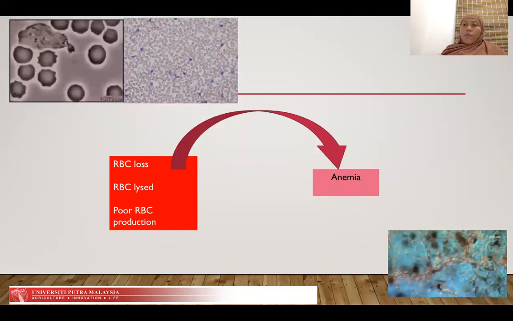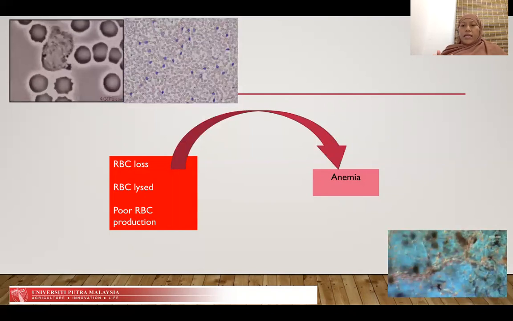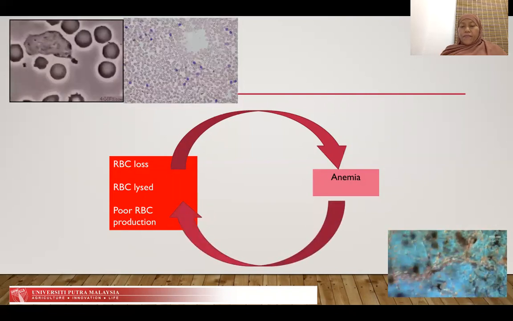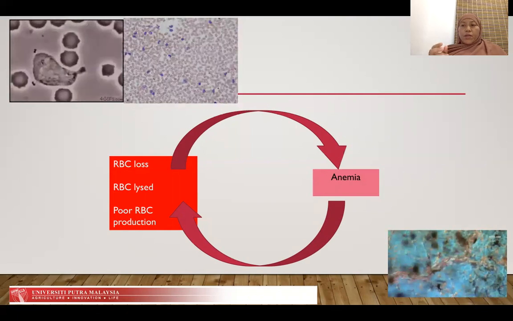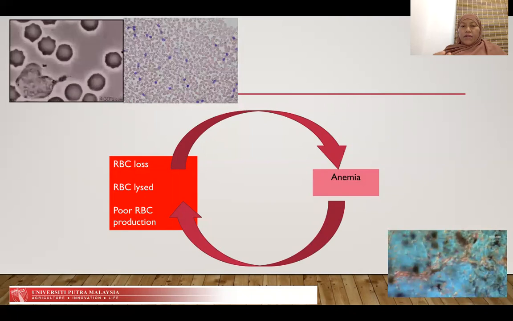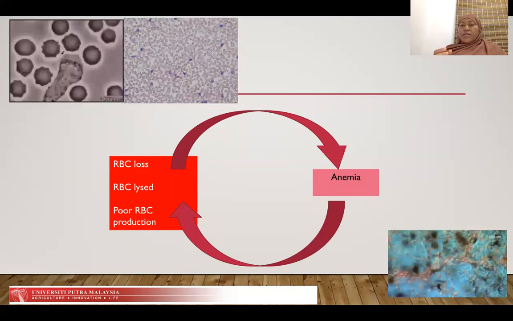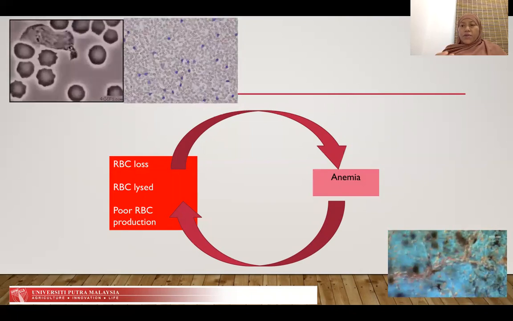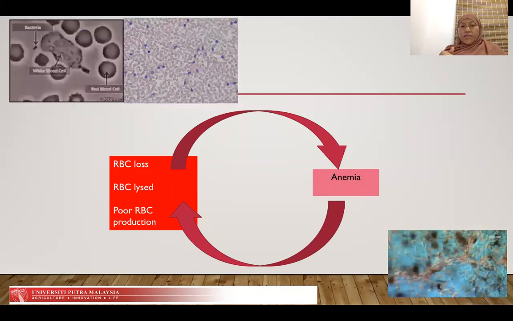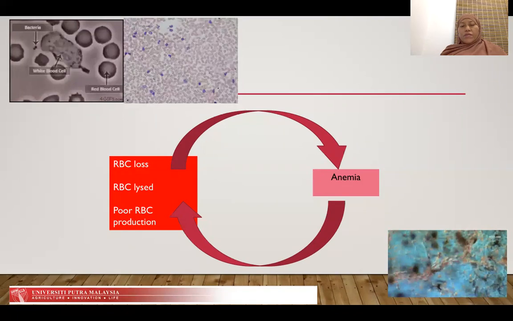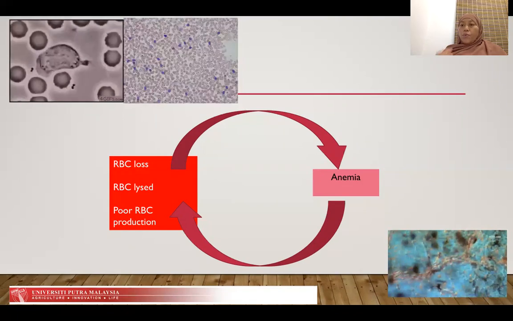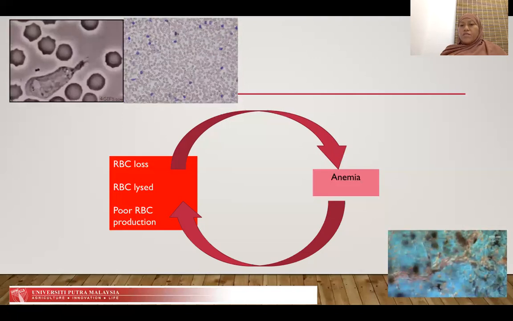But have you ever wondered that anemia itself can cause the loss of RBCs because of poor blood clots to maintain the hemostasis? And due to anemia itself, some of the RBCs can be lysed because of poor oxygenation of the red cells to survive within the circulatory system, and anemia can also cause bone marrow suppression, as in poor RBC production.